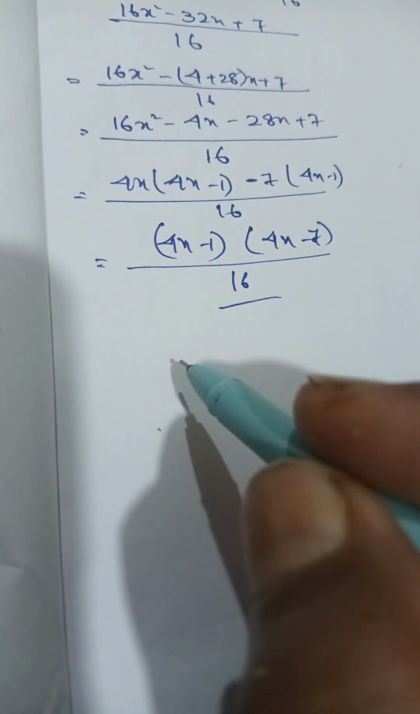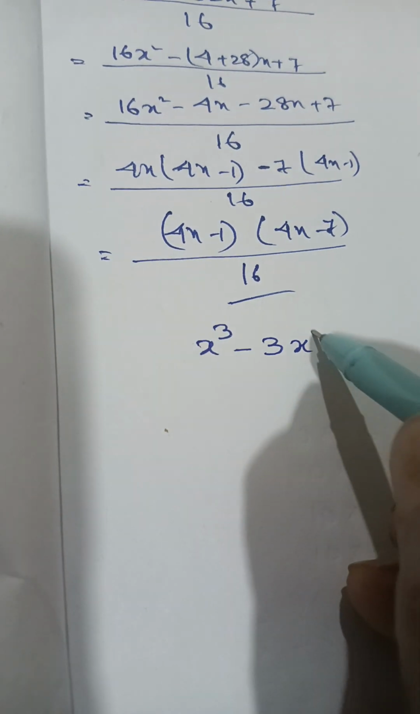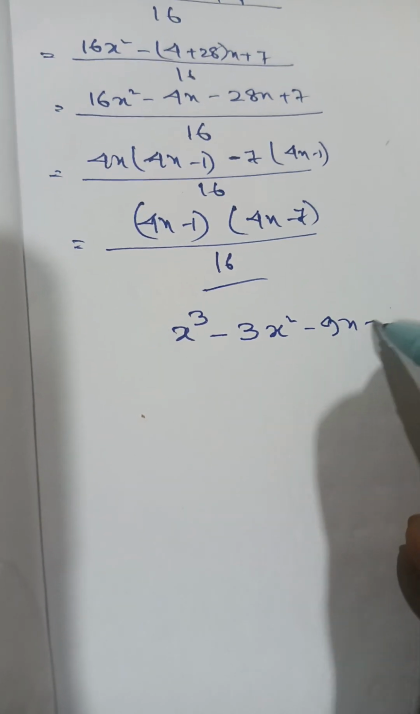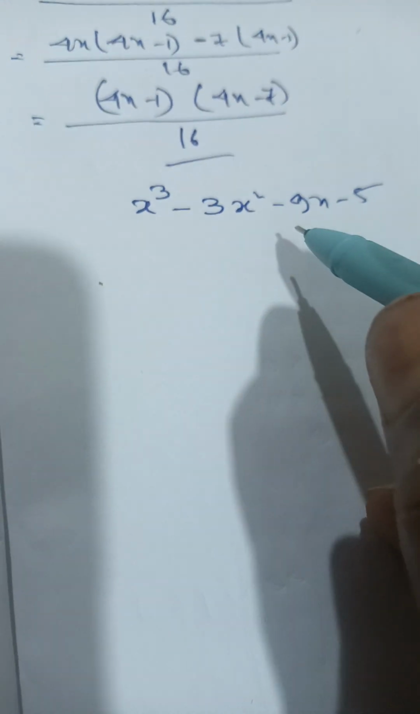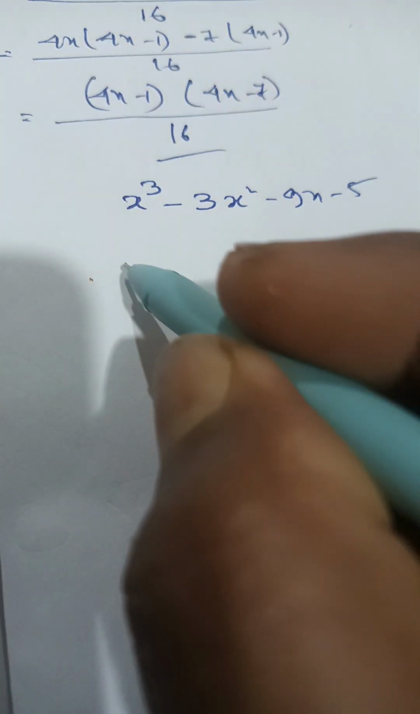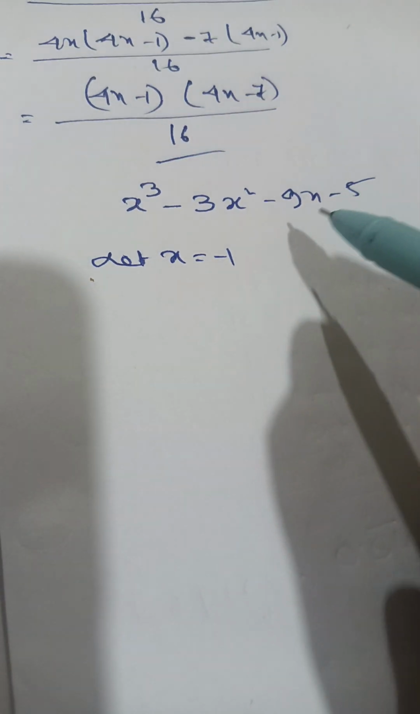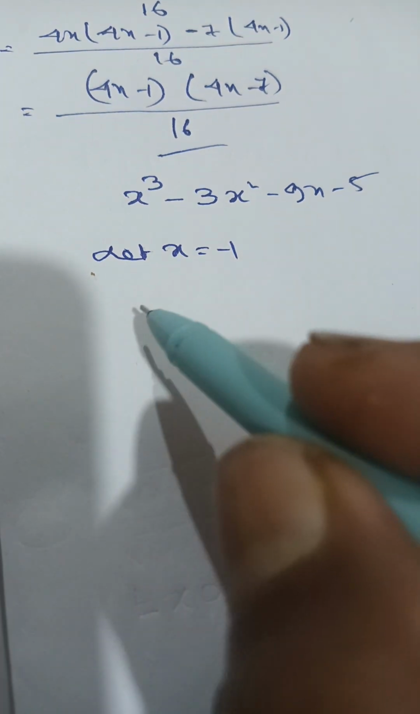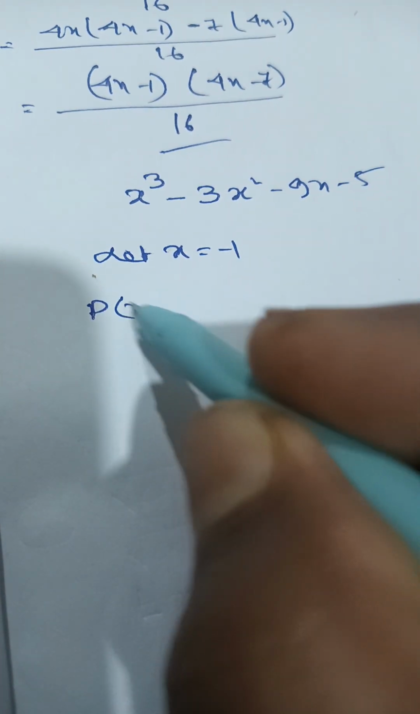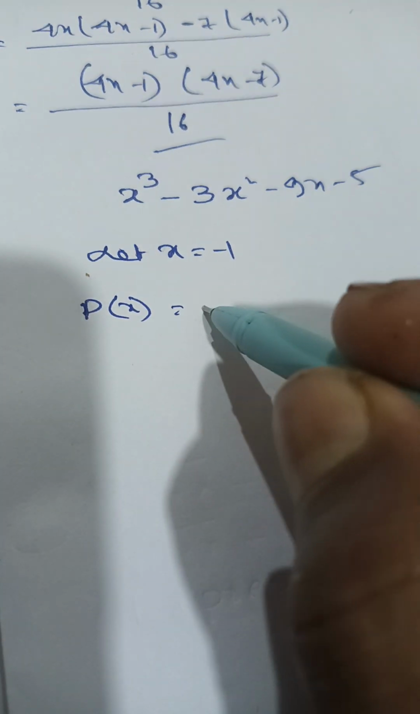Another one, I am trying another question. The question is x cube minus 3x square minus 9x minus 5. Here I thought by putting x equal to 1, it will not be 0. You also think yourself. But if we put x equal to minus 1, I am definitely sure that it will be 0. Let's see what happens. Suppose p(x), x is minus 1. So in place of x you put minus 1 now.